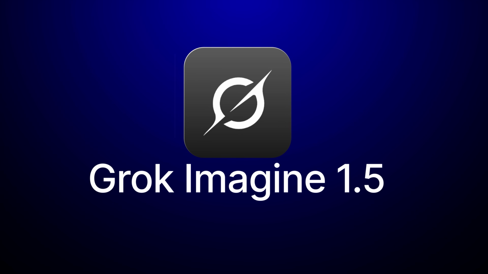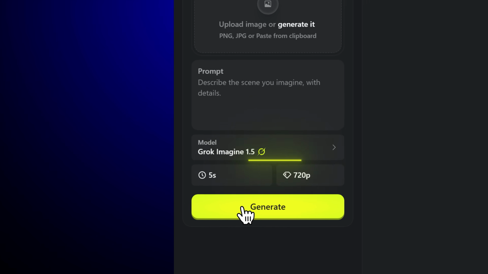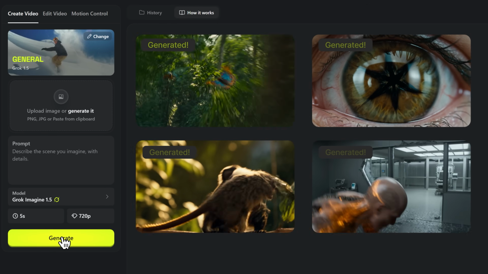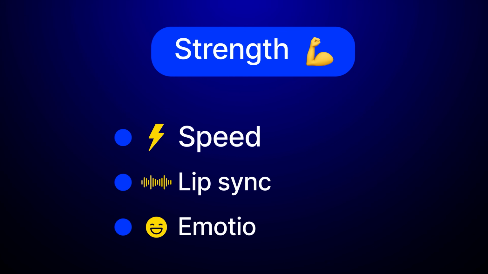Starting off with Grok. When it comes to Grok, I immediately think of speed because this one is super fast when it comes to generating your videos. It's much faster than Seedance and much faster than Kling as well. It is comparably or maybe even less fast as Google Omni, but we will get to that later. The other thing that this is great at is lip sync and also emotion. Let me show you this example.